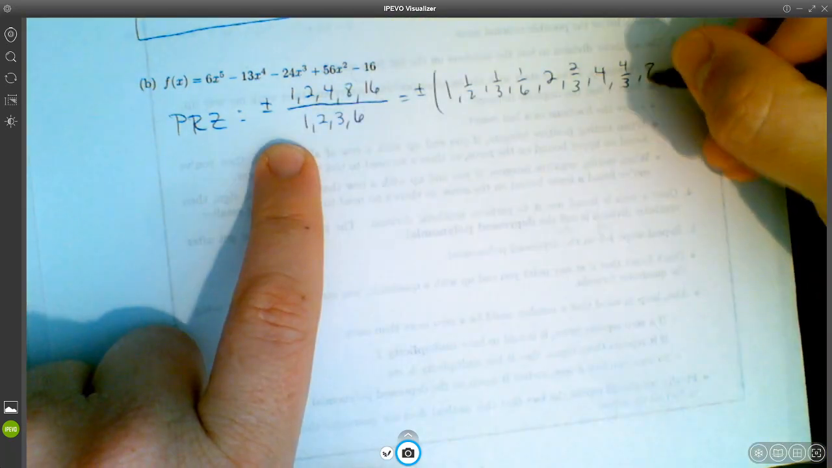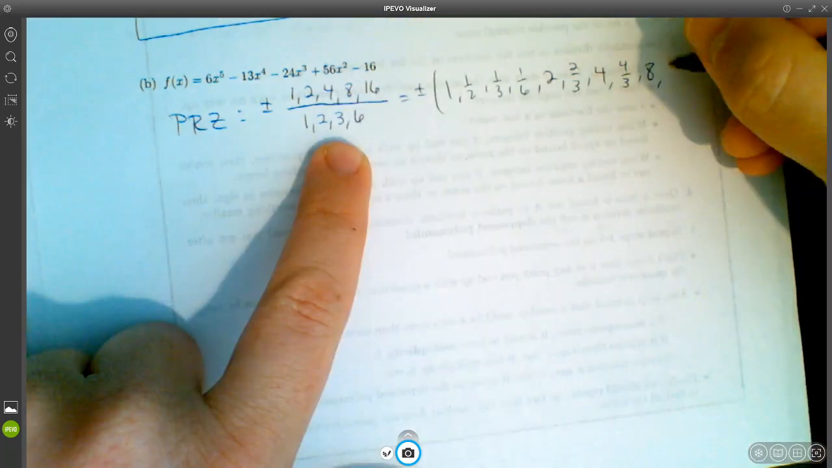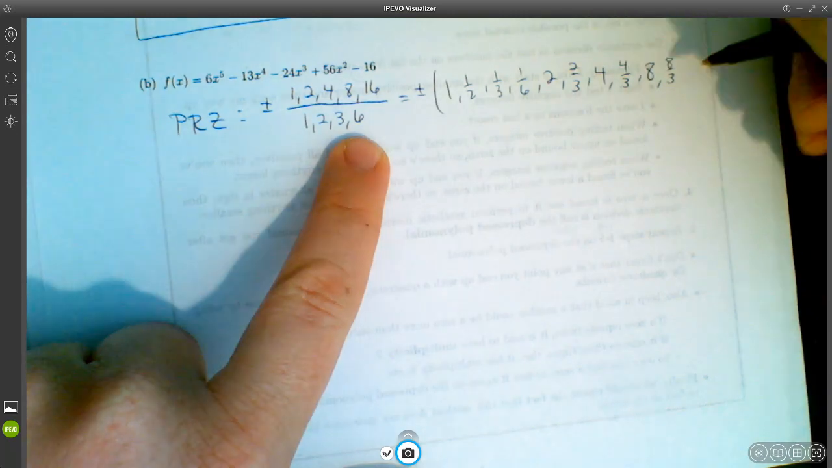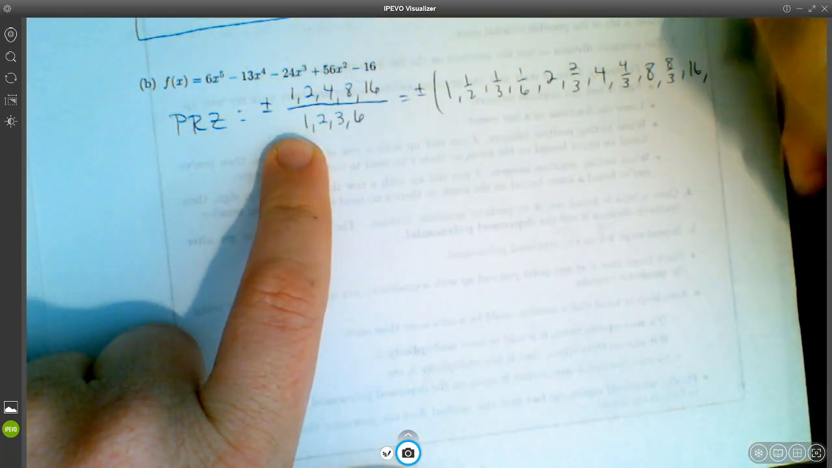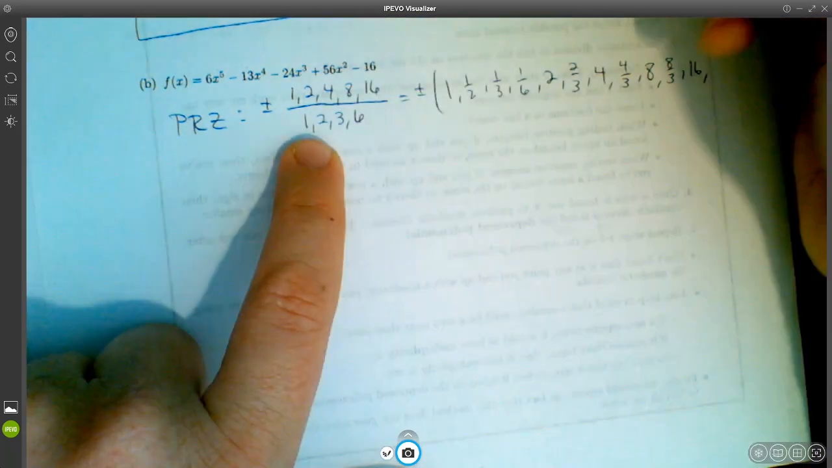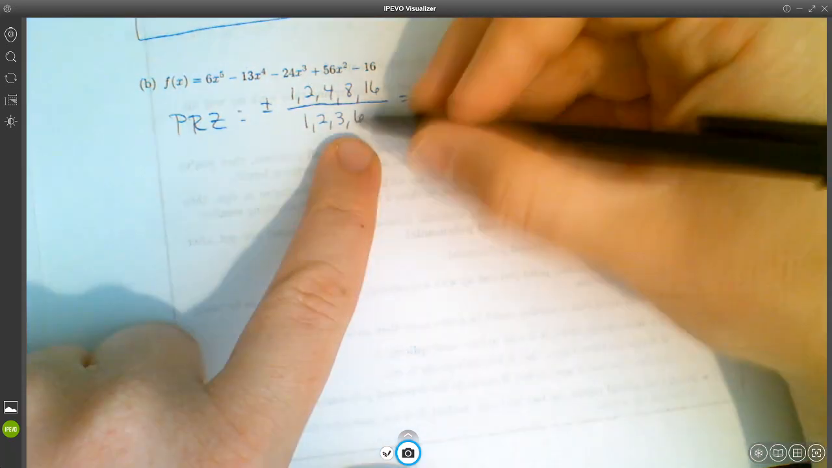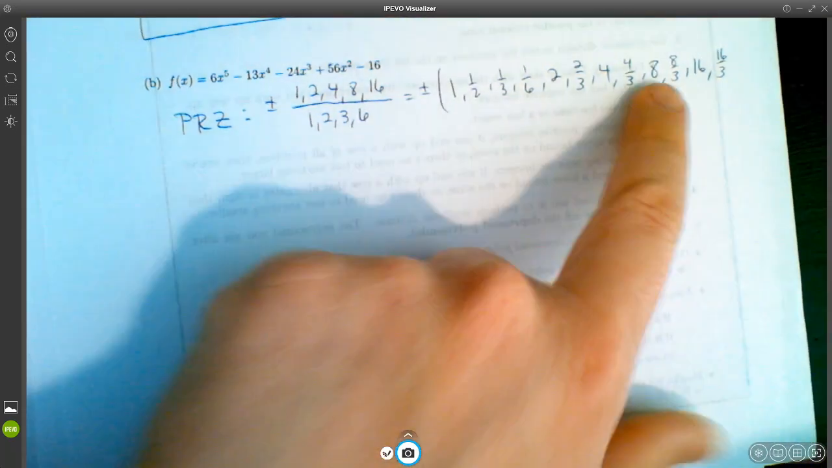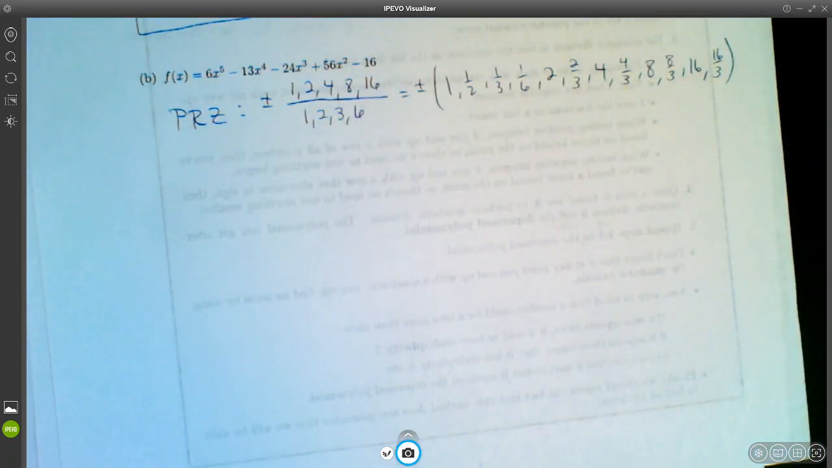8. 4. Already written. 8/3. 8/6, which is the same as 4/3, already written. And then 16, 8, already written. 16/3. 16 over 6. 16 over 6 is 8/3, which is already written. Okay, so there we go. Those are all the possibilities.